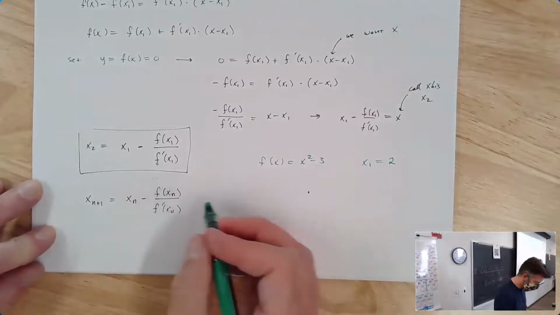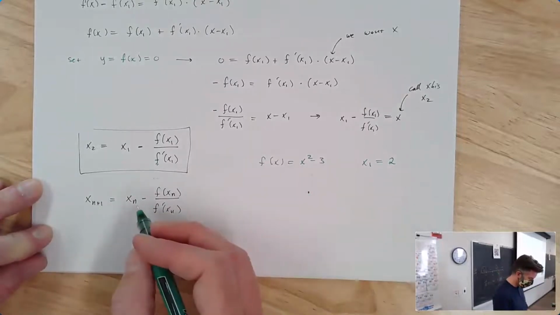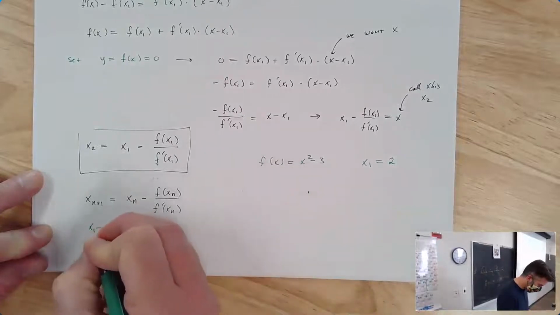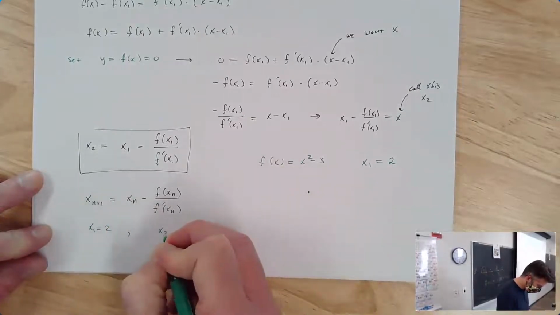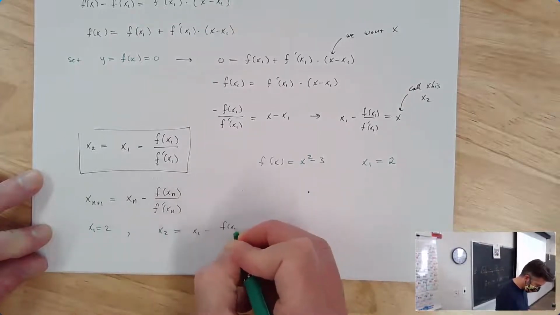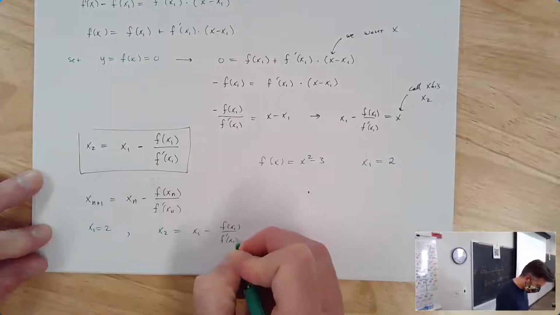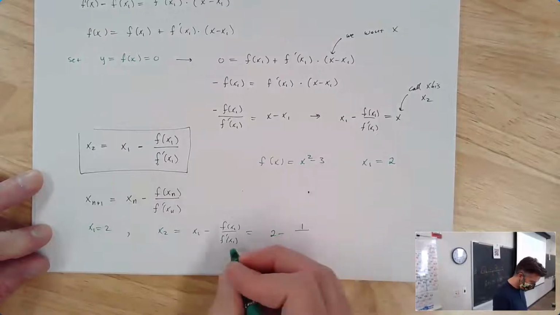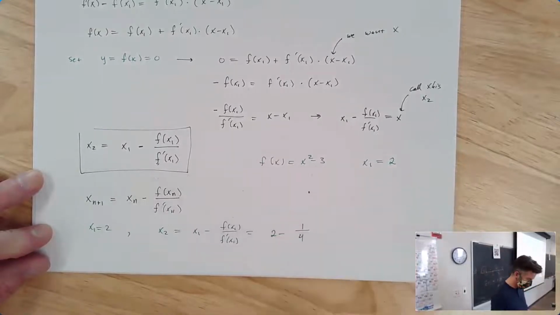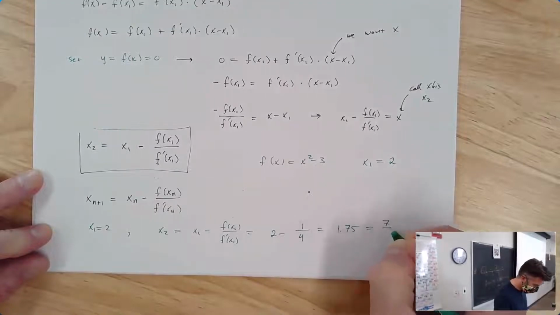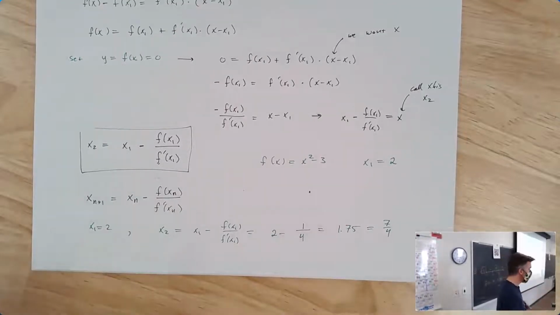But if we actually take this example and start throwing this expression here, if our x sub 1 is 2, then our x sub 2 is going to be x sub 1 minus f of x sub 1 over f prime of x sub 1, which is 2 minus f of 2, which was 1, over f prime of 2, which is 4, which is 1.75, or if you prefer, 7/4. And then we would do it again. We would do it as many times as they asked us to.